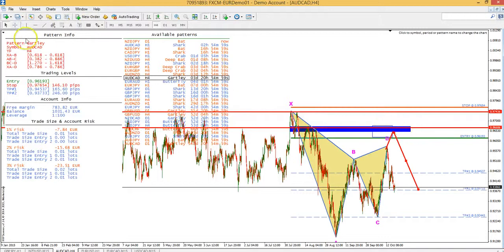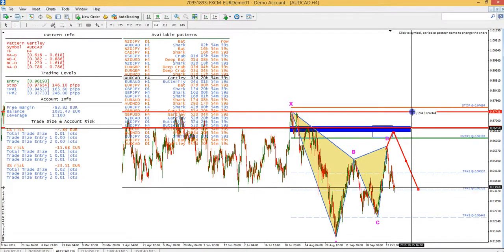So you'd be risking, let's just round it up, 80 pips to potentially net 200 to 300 pips. So you're risking 80 to potentially make 200 to 300. It's a good 3 to 1, 4 to 1 risk ratio, right?